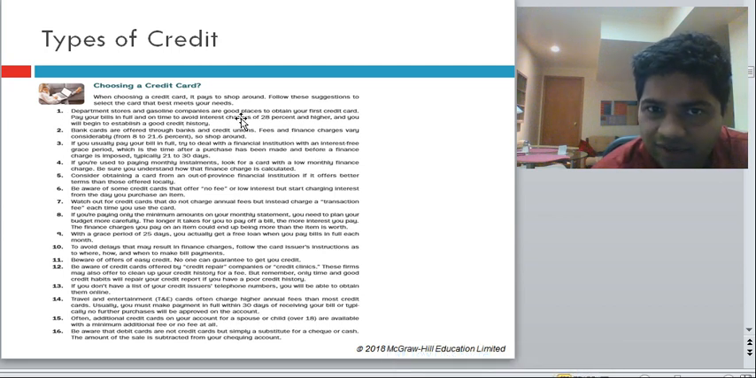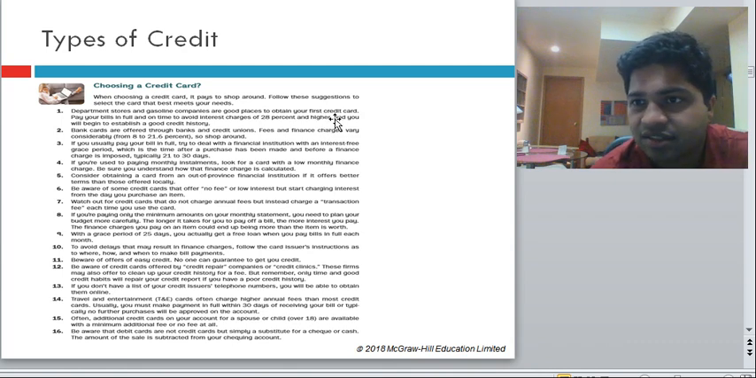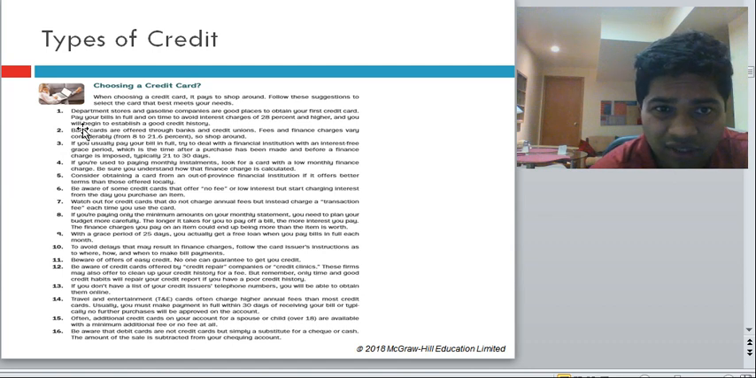Department stores and gasoline companies are good places to obtain your first credit card because they are not as stringent as banks. Pay your bills in full and on time to avoid interest charges of 28% and higher, and you will begin to establish a good credit history. So this is important. Bank cards are offered through banks and credit unions. The interest rate is a little lower than the department store cards, around 21%. So it is significantly different.